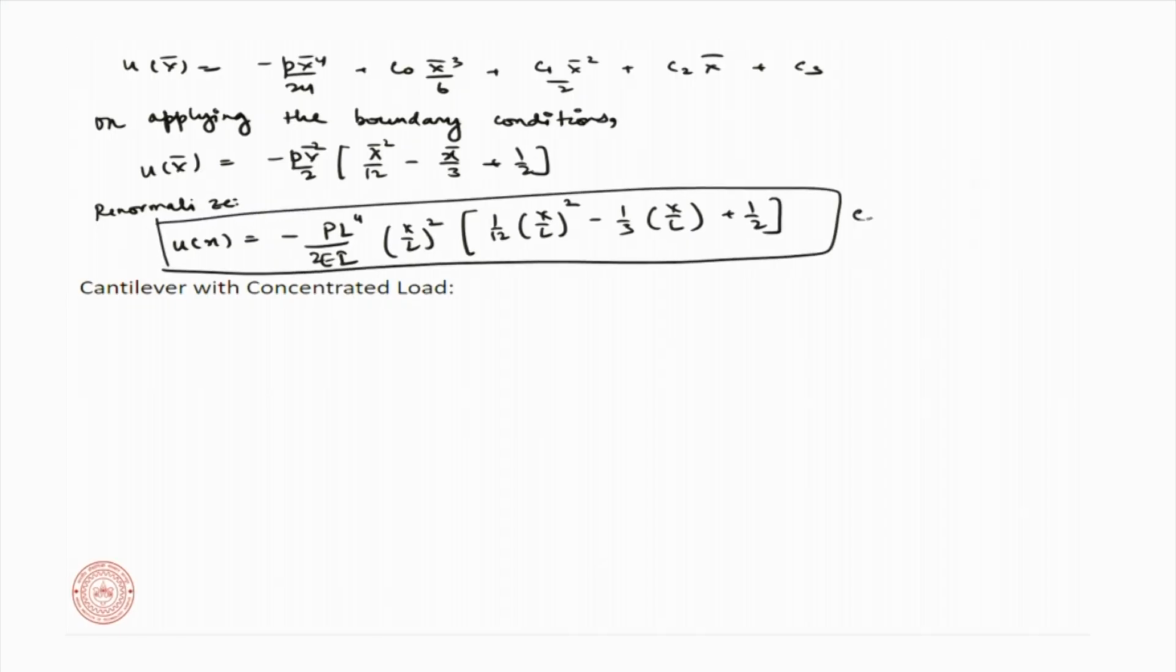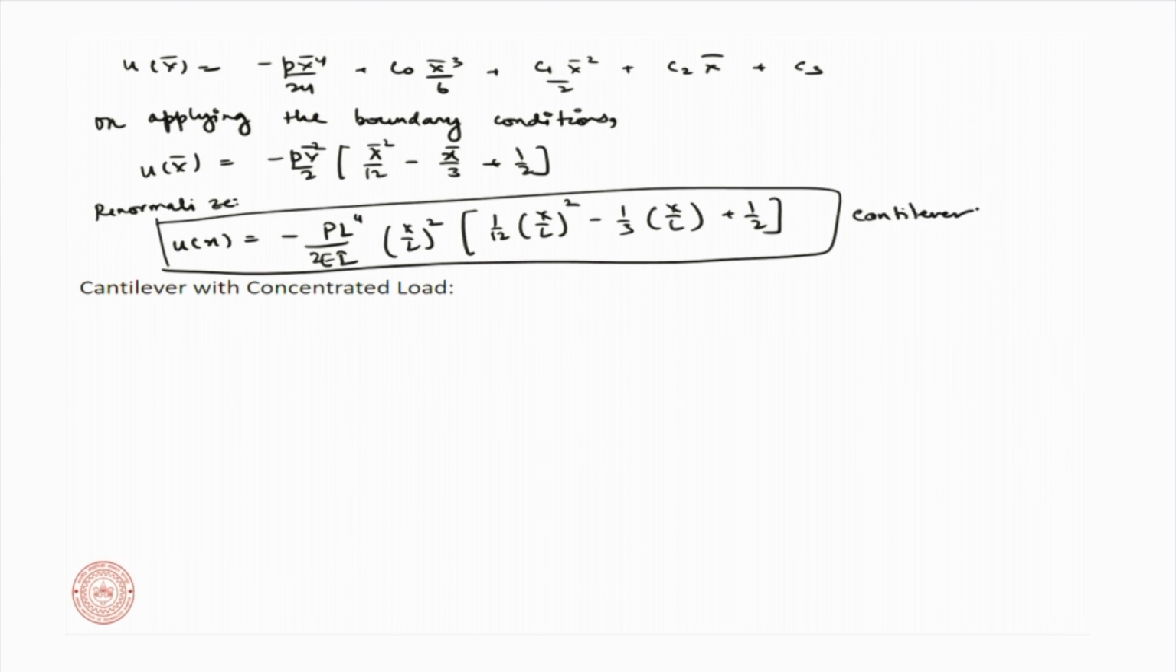Okay, and if we renormalize everything, then u of x will be equals to minus p L 4 over 2 E I, x bar is x over L square, we have 1 by 12 of x over L square minus 1 by 3 of x over L plus 1 by 2, and this is our equation for the cantilever.